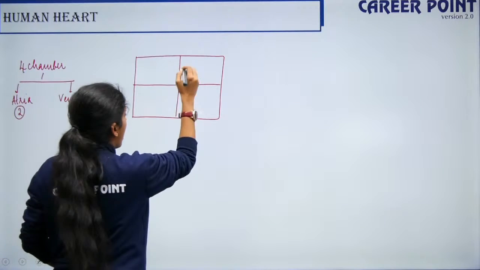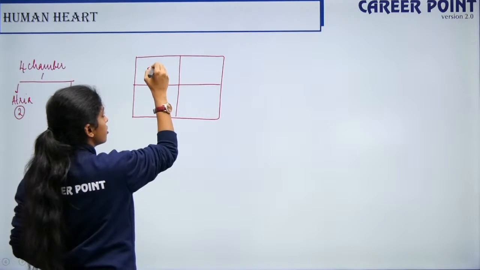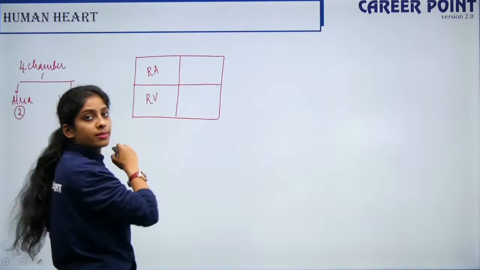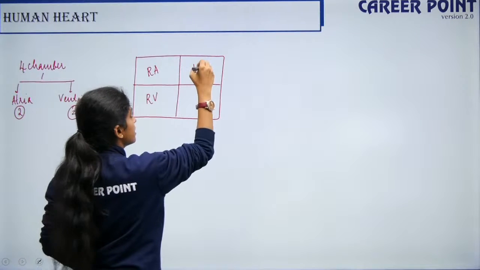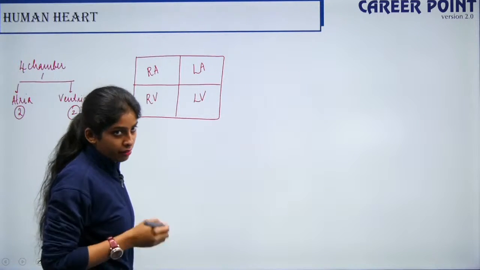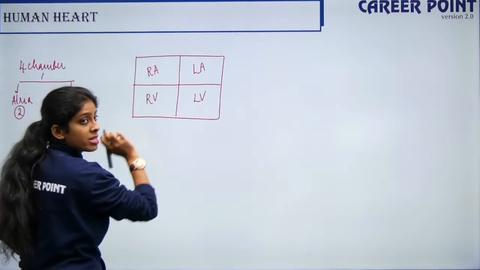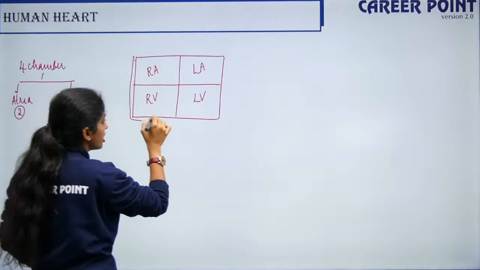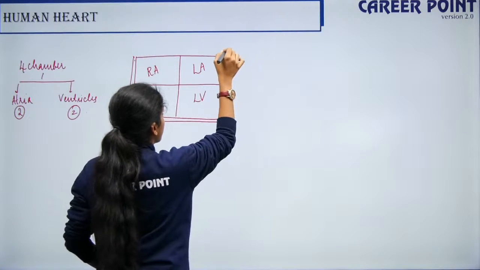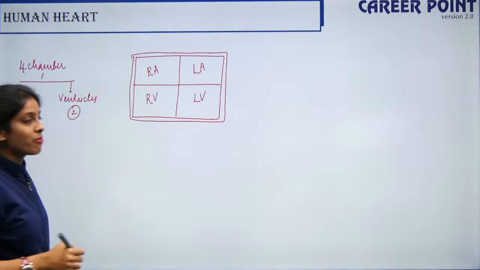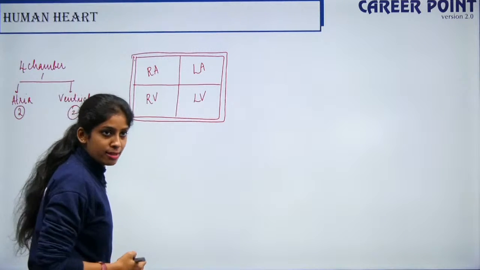Now, how is it divided? This is the right atrium and this is the right ventricle. This is the left atrium and this is the left ventricle. Now the four chambers are marked. The heart is double layered just like your lungs. The membrane of the lungs is known as the pleural membrane; like that, we have a membrane here, the pericardial membrane.